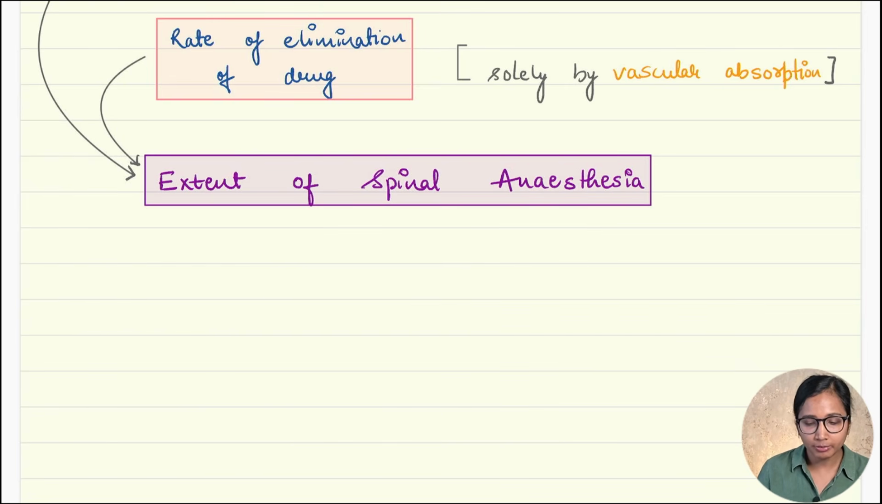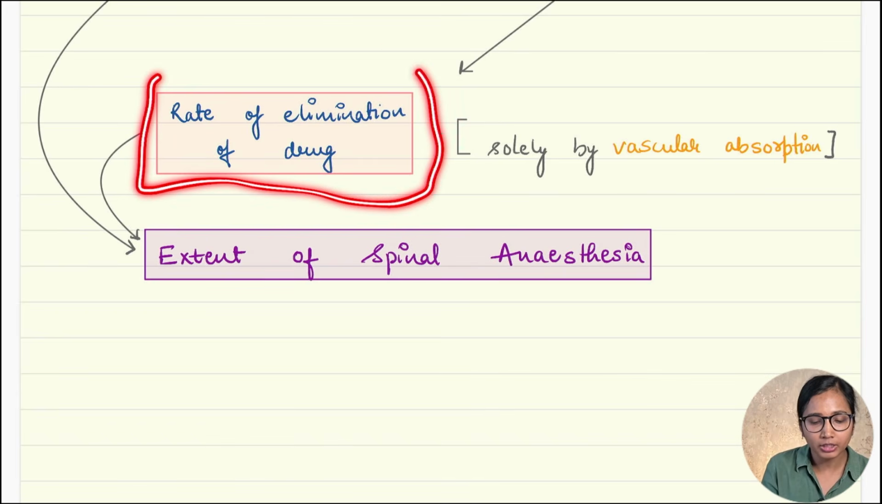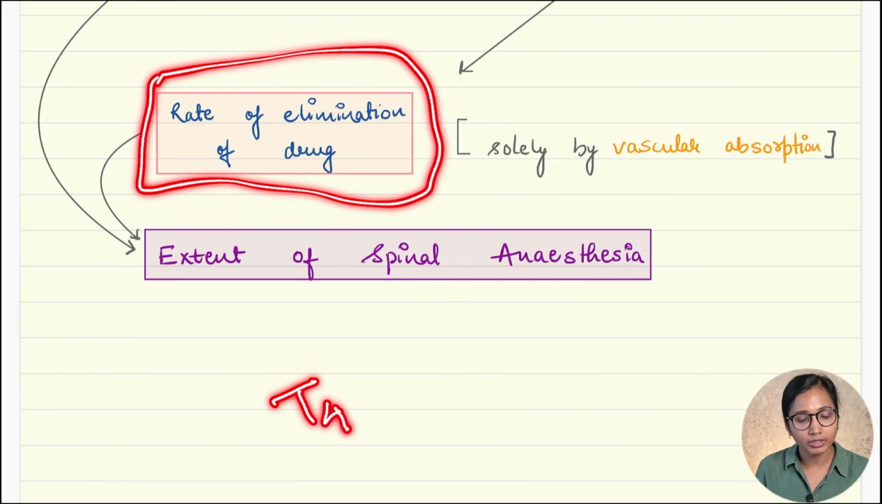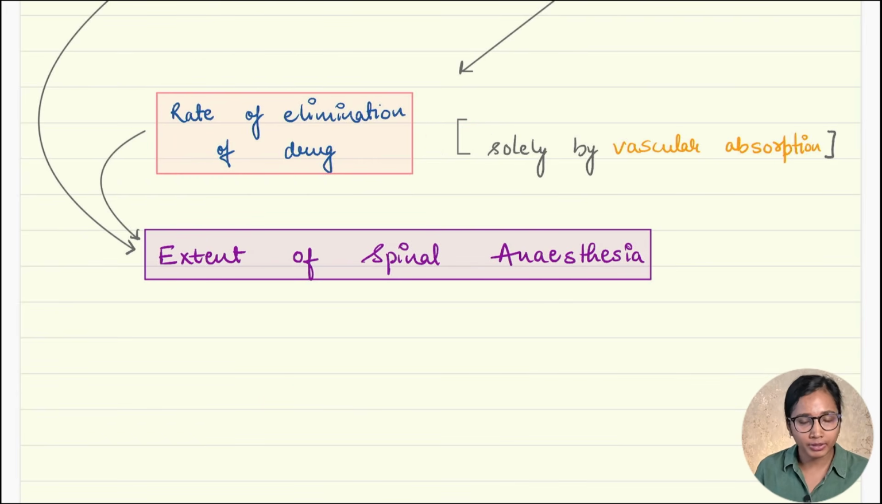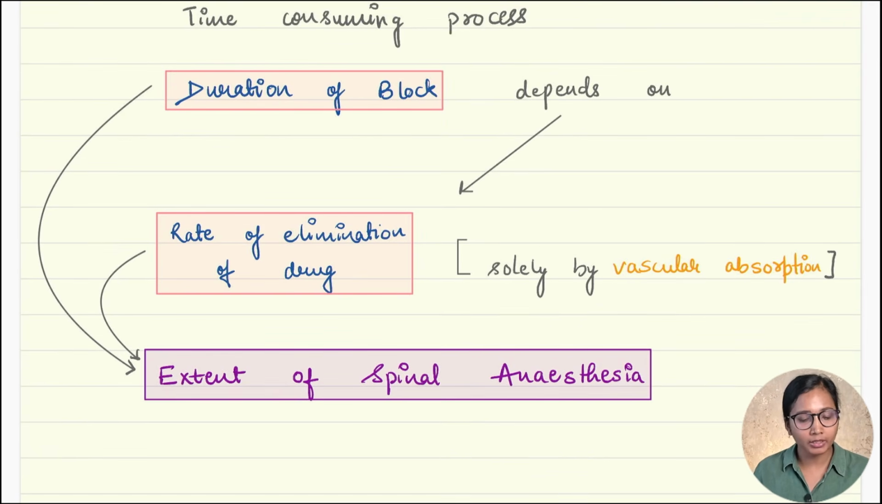So, the rate of elimination will be higher in the patient with T4 block height. Compared with the patient with block height of T10, the rate of elimination will be slower because the drug is distributed in a smaller part of the spinal cord as compared to the T4 patient. So, the extent of spinal anesthesia decides the rate of elimination of the drug, and the more the extent of spinal anesthesia, the more the rate of elimination and the less the duration of block.